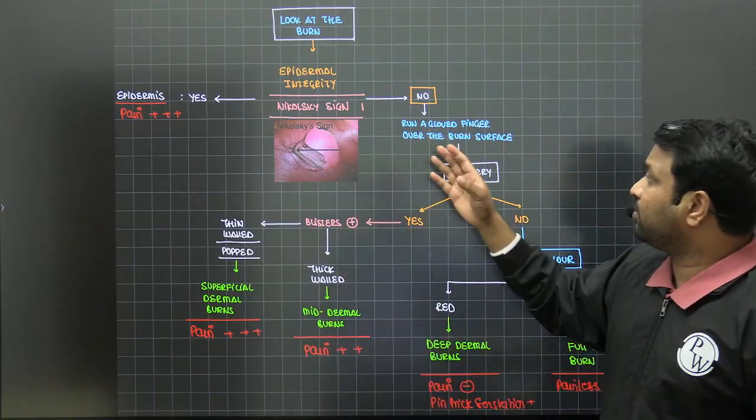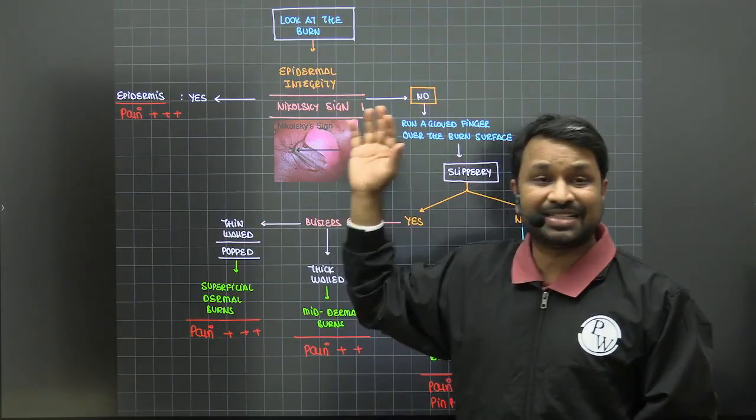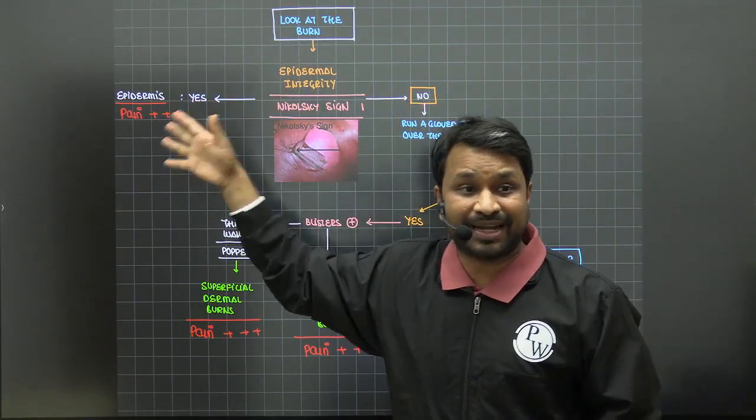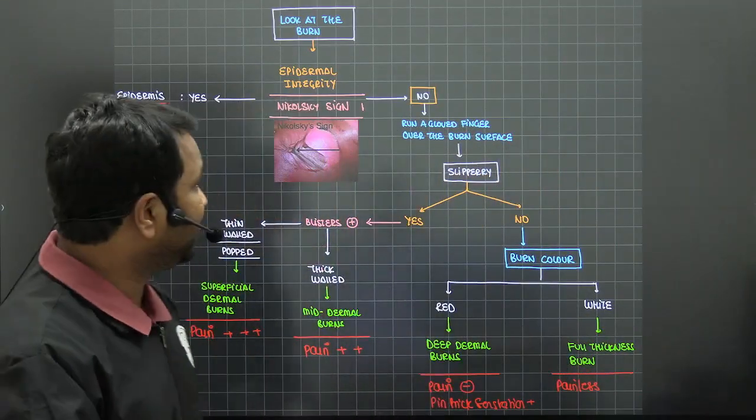And if there is no epidermal integrity, you have to judge for the further component. But if the Nikolsky sign is negative, that means the epidermal integrity is maintained. That means the depth of the burn is only limited to the epidermis. It has not gone any further.